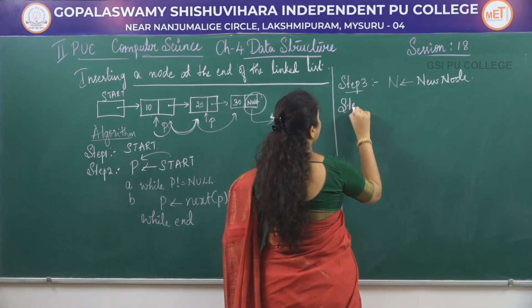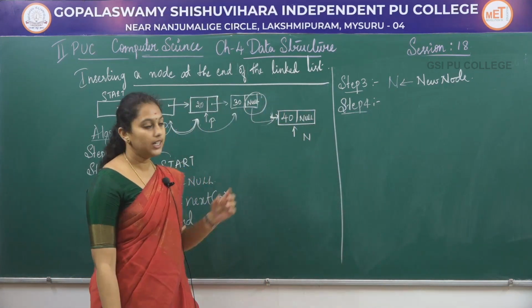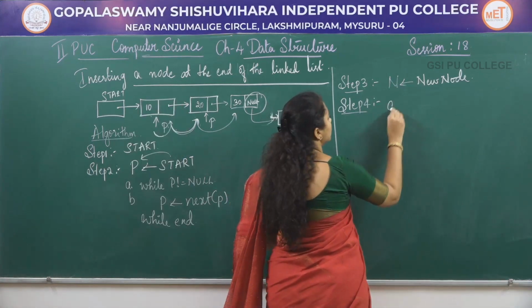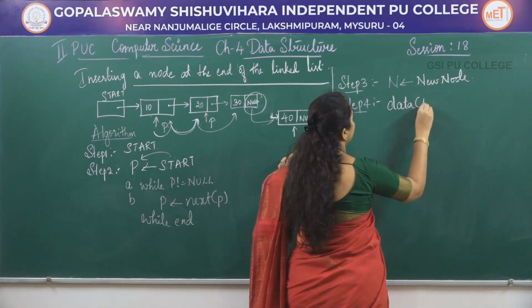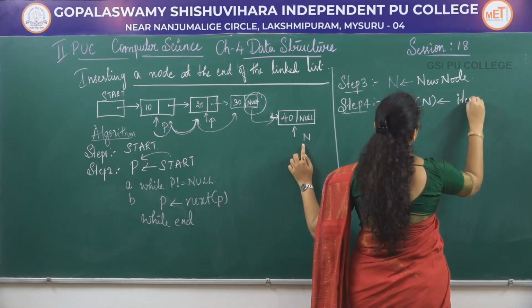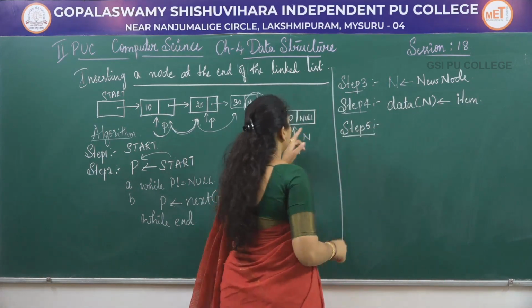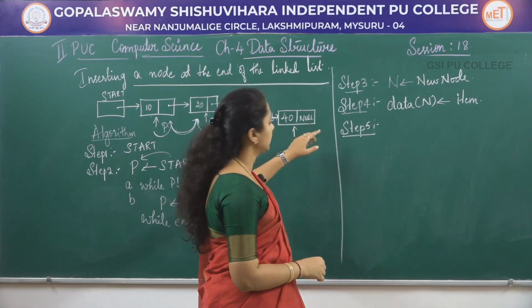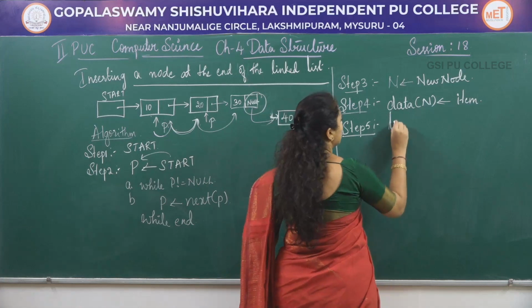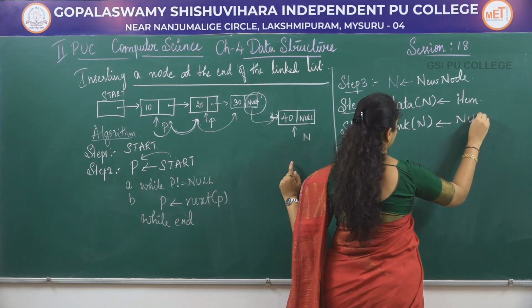In step 4, I am going to insert data into the data part of n. That is, data of n equals item. In step 5, in the link field of the new node, I am going to insert null. So that is, link of n will be null.